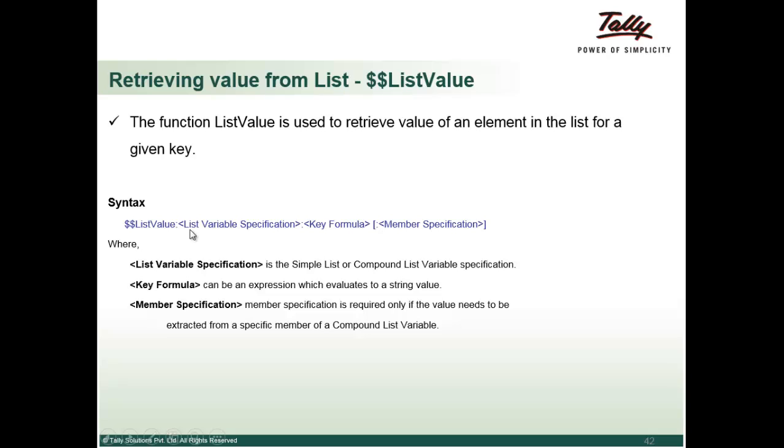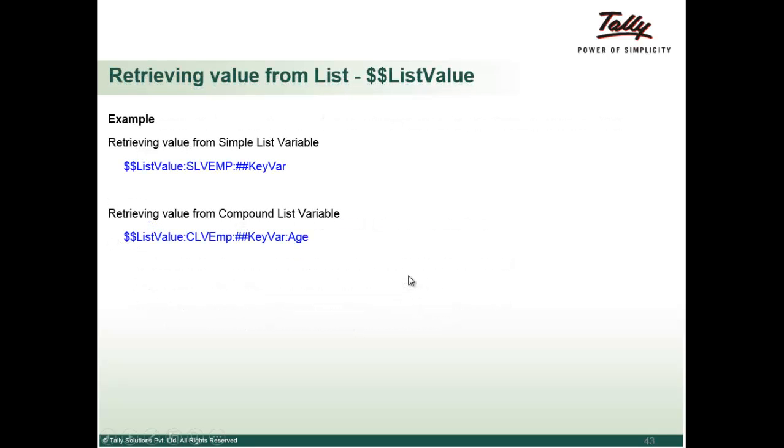So what is the syntax? List value colon, you specify the list variable, and then you give the key which is associated with the element from where you need to get the value. And we have the member specification which is optional. If I don't give a member specification, then the value of the first member will be retrieved. If you want to retrieve the value of a specific member of the compound variable, then you specify the member. So let's see some examples.